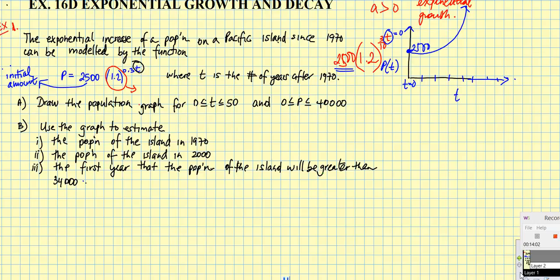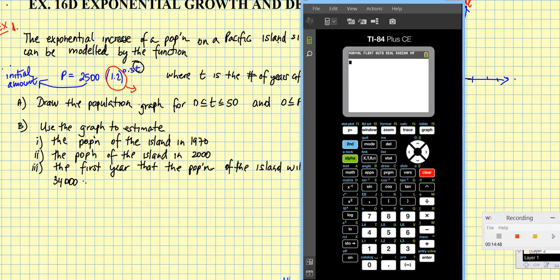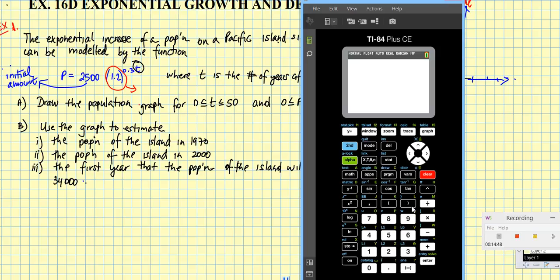Now, if we had to do the same question precisely, meaning that I wanted the precise values of the population of the island in 1970, in the year 2000, and the first year that the population of the island will be greater than 34,000, what I could do is open up my calculator. Let me give you a quick explanation on some of the things that we can do with the calculator. The calculator can be very powerful in exponentials to help you solve the equations.